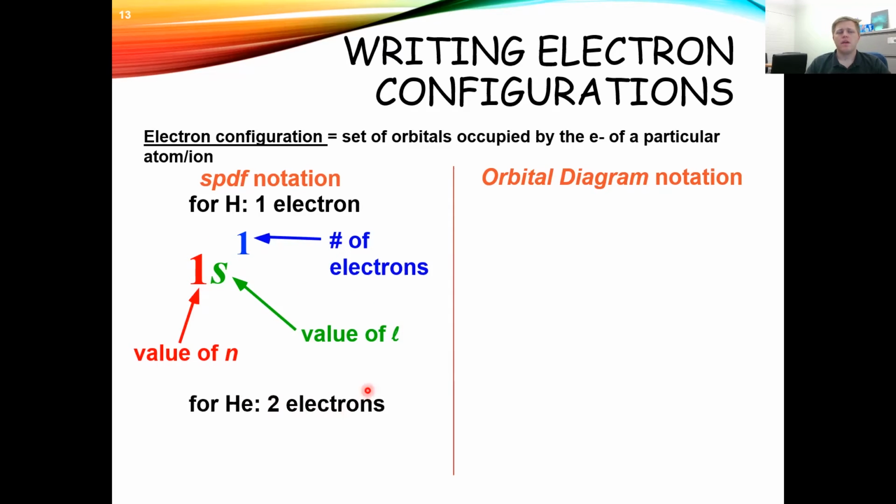So for helium, it has two electrons. Those are both going to go into the 1s orbital. So we'll write 1s2.